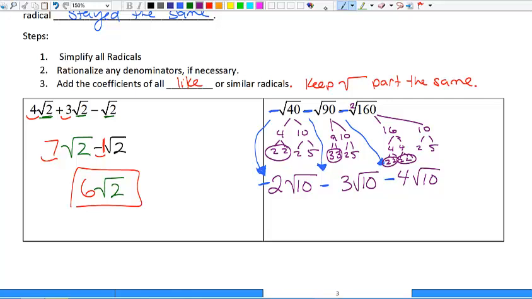Alright, now let's take a look at the like radicals. So it looks like the root 10, the root 10, and the root 10 are all like radicals. Yay! Which means my answer is going to stay root 10. All I need to do now is add or subtract the coefficients. So I had negative 2 root 10s, then I took 3 of those away, so that gives me negative 5 root 10s, and then that's minus 4 more, that's negative 9 root 10s. So my final answer is negative 9 times the square root of 10.